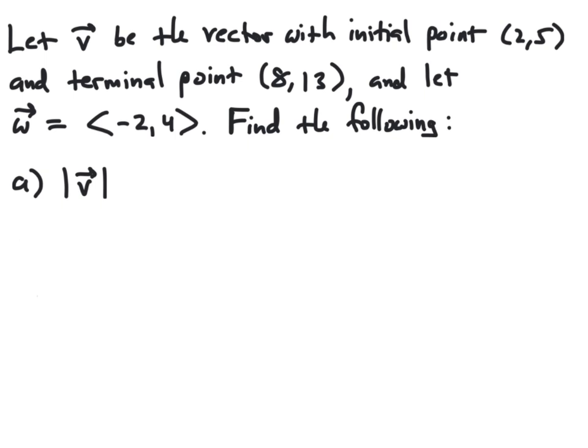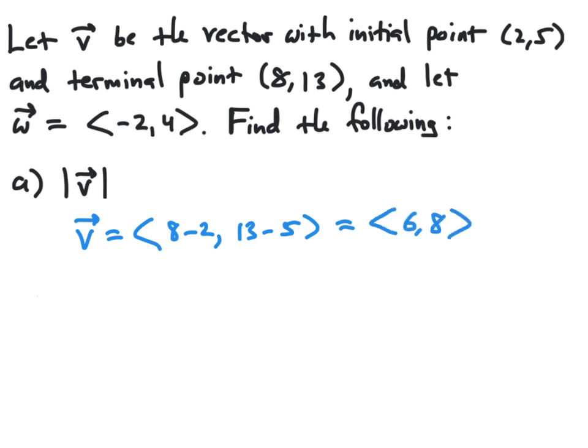We start by finding the magnitude of vector v. In order to do this, it's helpful to have v written in component form. Given the initial and terminal points that we have for v, the component form of v will have components 8 minus 2 and 13 minus 5. And so our component form for v is <6, 8>. So v is the vector with components 6 and 8.